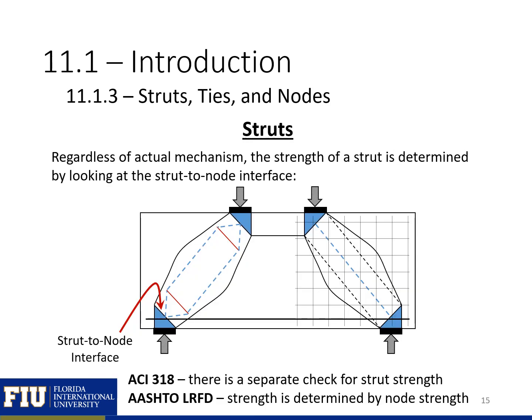Regardless of the actual mechanism of how tension influences the strut, the strut strength is determined by the area that's available at the strut to node interface. So in our design checks, we either have a separate check for this interface on the strut side, or in AASHTO, the only element that we check is our node and that strut to node interface.